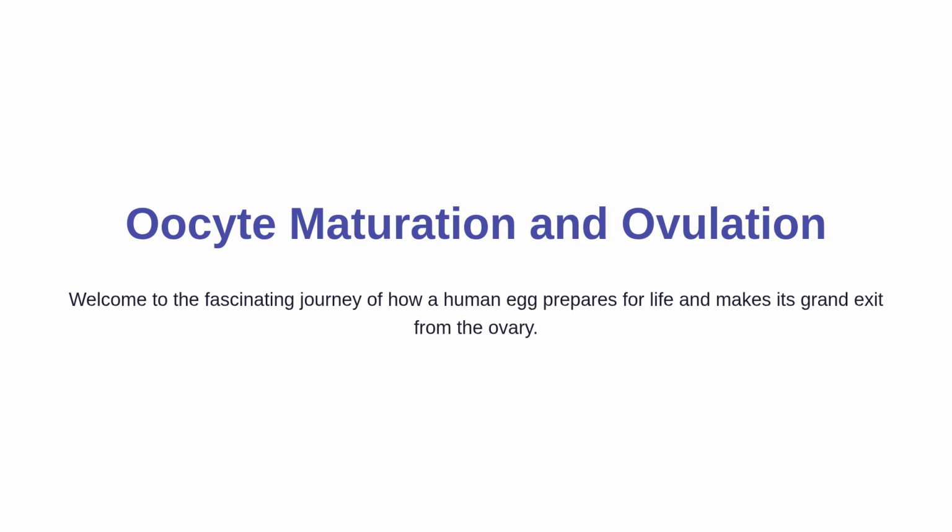Welcome to this lecture on reproductive biology. Today, we are going to explore two of the most critical and perfectly synchronized events in human reproduction: oocyte maturation and ovulation. Imagine a marathon runner, frozen in place, just waiting for the signal to sprint to the finish line. That is exactly what happens to a human egg cell. Let us dive in and understand how this incredible process works.